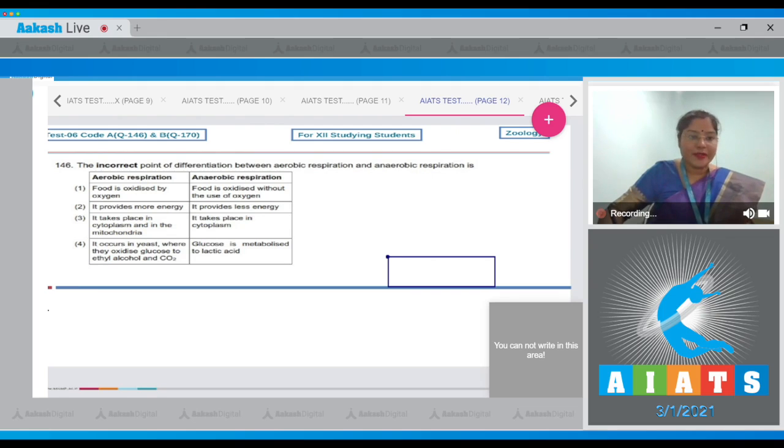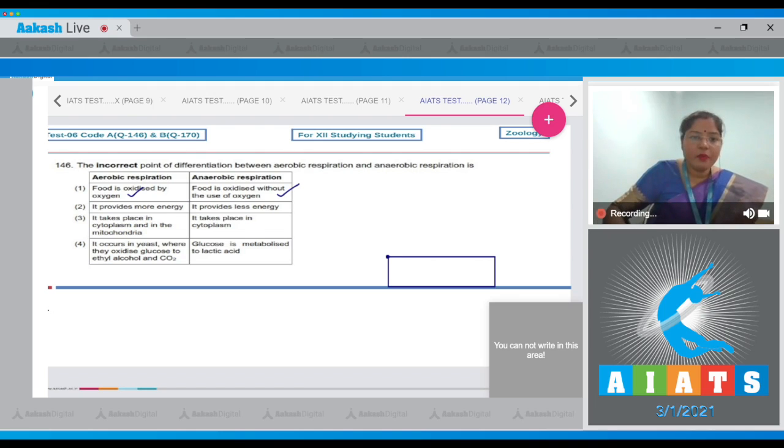Question number 146. The incorrect point of differentiation between aerobic respiration and anaerobic respiration is: Option 1. In aerobic respiration, food is oxidized by oxygen. This is correct. In anaerobic respiration, food is oxidized without the use of oxygen. This is also correct, and it is a correct point of differentiation.